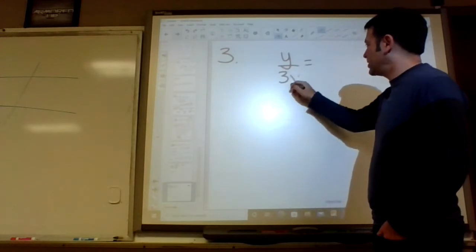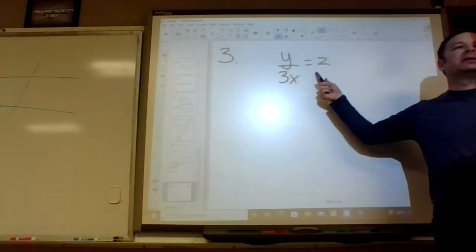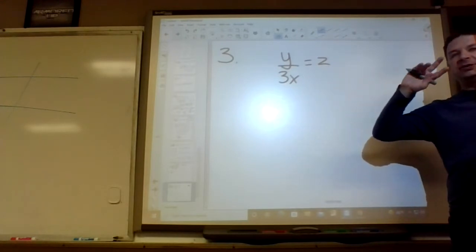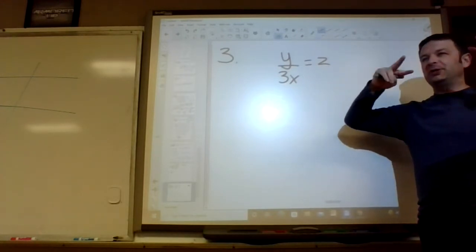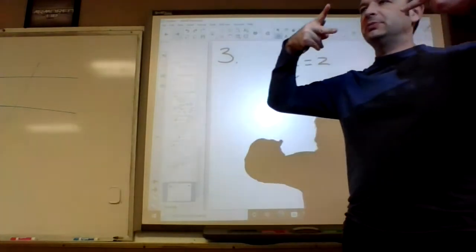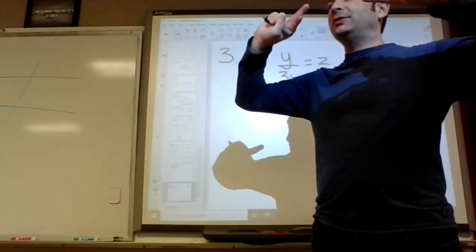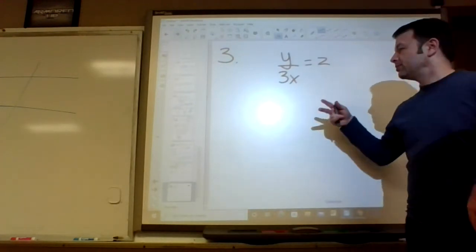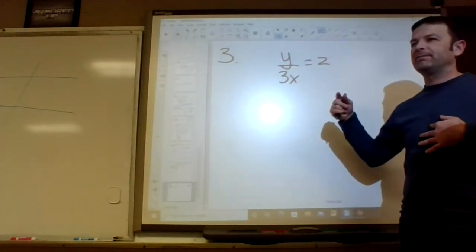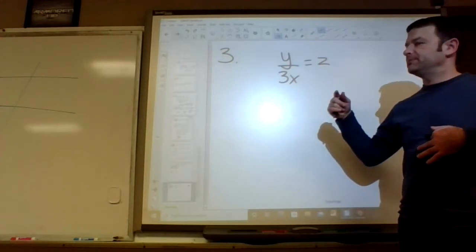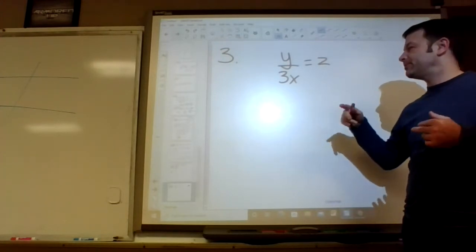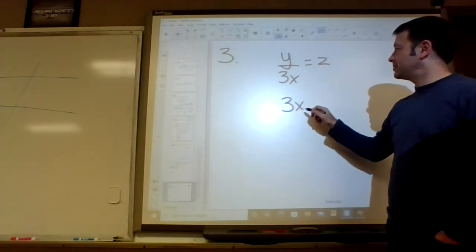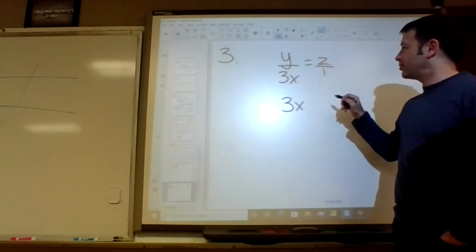Guys, one other thing. Hey, if x is on the bottom, here's another trick. If two things are equal, then their reciprocals should be equal. You know what I'm saying? If two things are equal, then their reciprocals should be equal. What's reciprocal mean? Opposite of. Opposite. Negative. Opposite. Flip. Yeah, flip. Means flip. So if y over 3x equals z, and that's like z over 1, right?